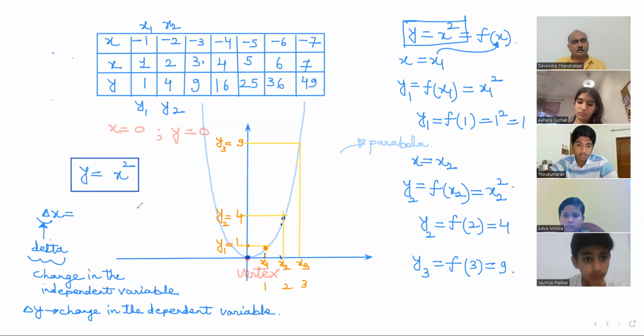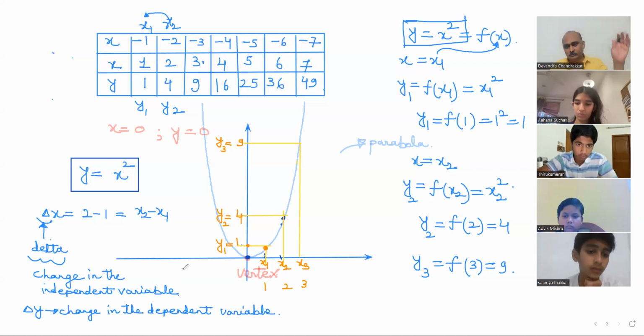Okay? Now, for the first two values of x, 2 and 1, don't take negative values now. 2 and 1. What is delta x? 2 minus 1, which is x2 minus x1. Yes or no? First two values. Yes or no? Say yes.